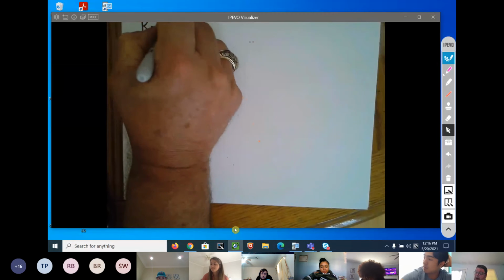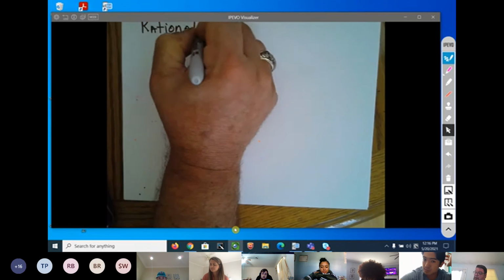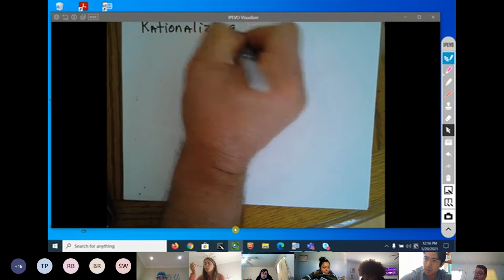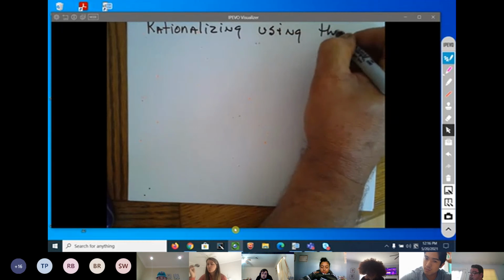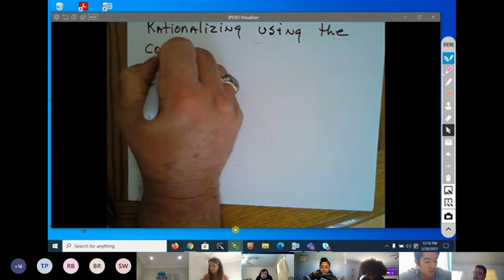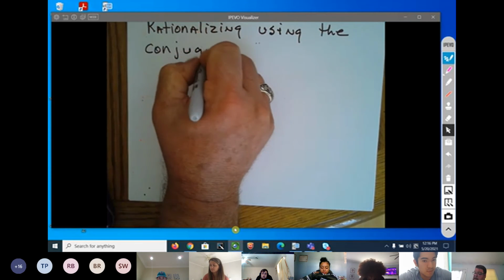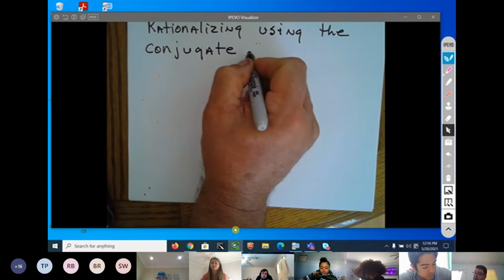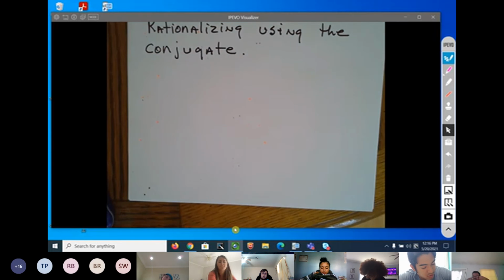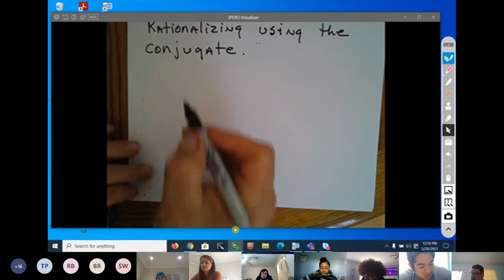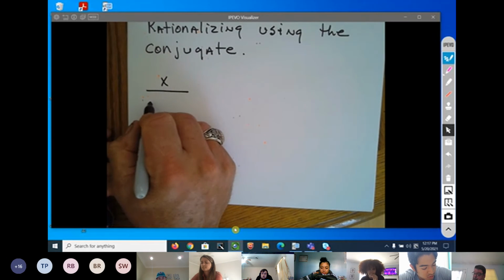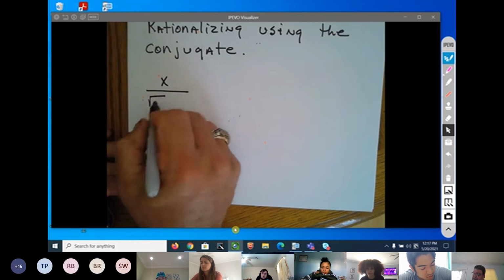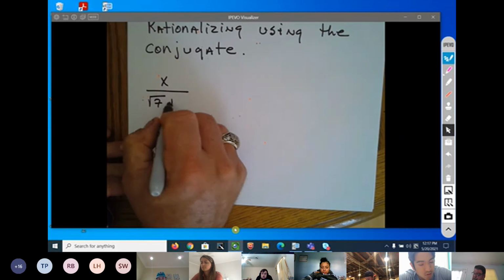Rationalizing, period, the numerator or the denominator, using the conjugate. And I hope I spell it right. Okay? Rationalizing using the conjugate. So I'm going to do something real simple. I'm going to have x over the square root of 7 plus x.